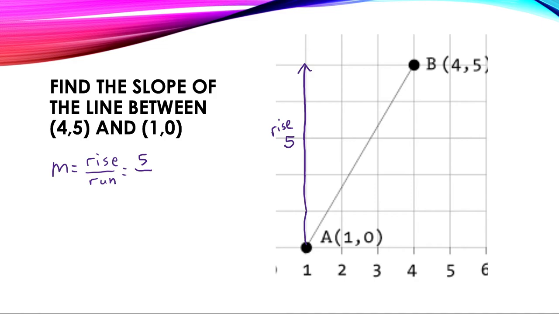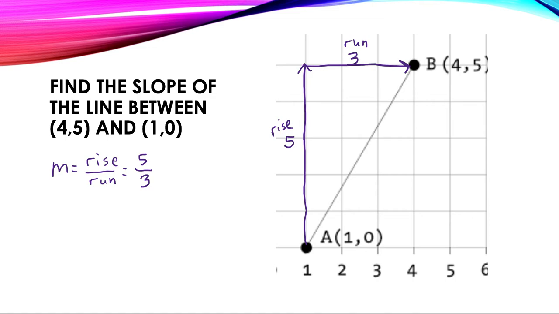And then my run is going to be moving either left or right towards the point. Right? So in this case, I'm going to move to the right, and I'm going to count as I go. So that's 1 block, 2 blocks, and 3 blocks. And this is going to be my run. And again, it's going to be positive if I'm moving towards the right, and it's going to be negative if I'm going back to the left. All right, so by looking at my graph, I can see that the slope is going to be 5 over 3.